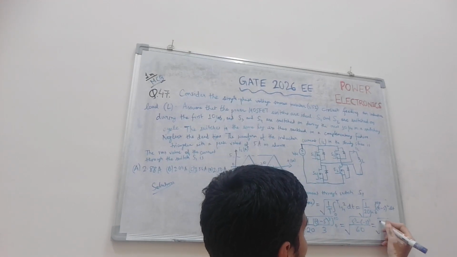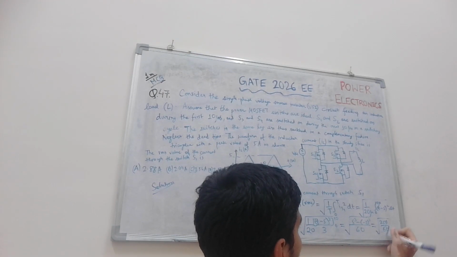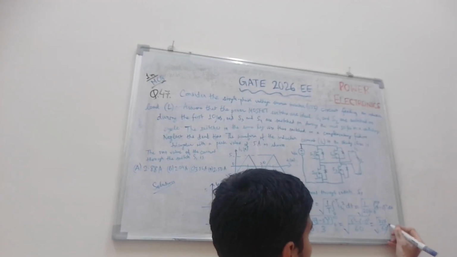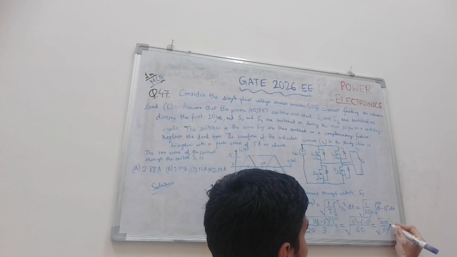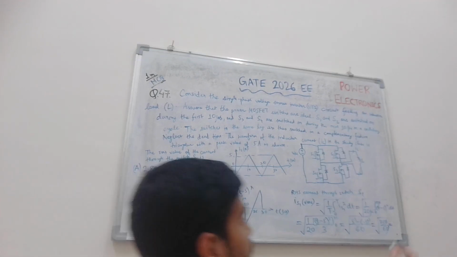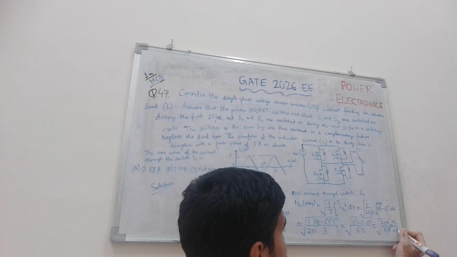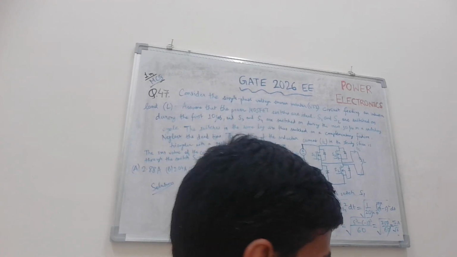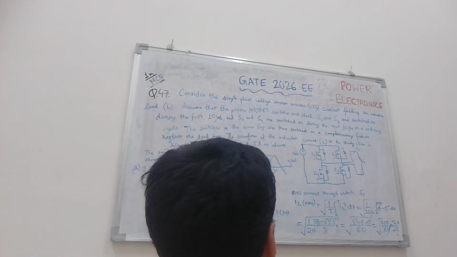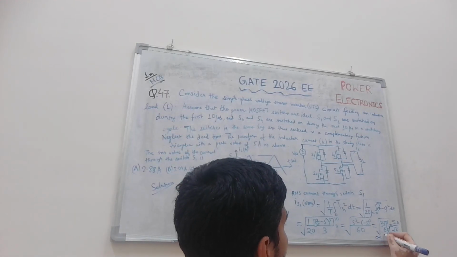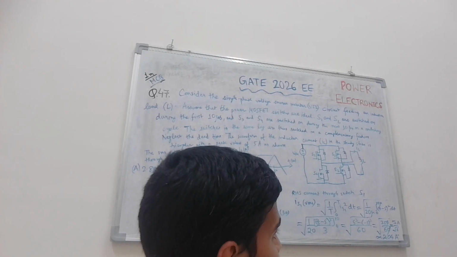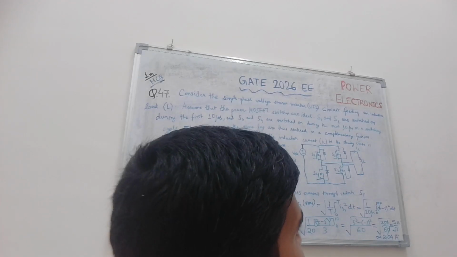So this will be 250 by 60 times... 20 times 3 is 60, so 25 by 6. Root 25 is what? 5. And so it is going to be basically 5 by root 6 amperes. If you put this in the virtual calculator, we will be getting, I think, 2.04. So it is nearly equal to 2.04 amperes.